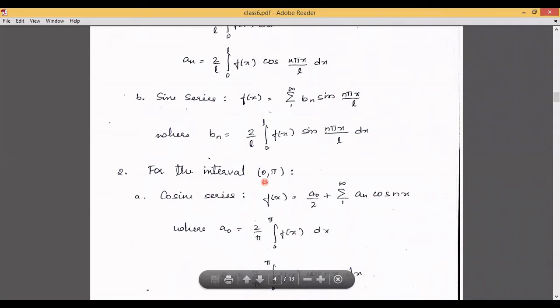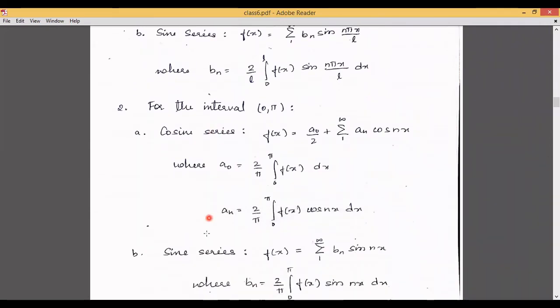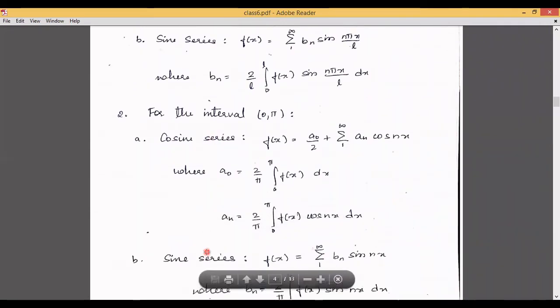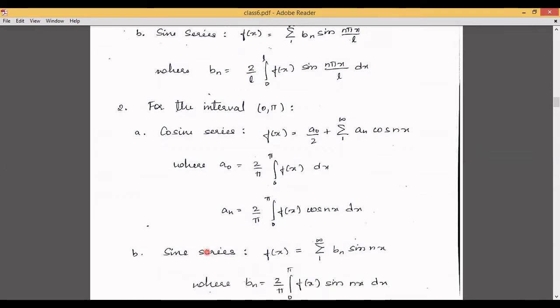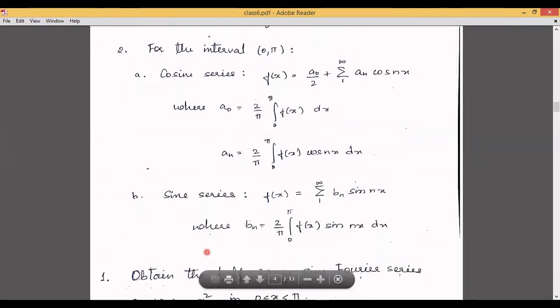For the interval 0 comma pi, what is the cosine series? What is the sine series? You can just go through these formulas before you start working out the problems based on half range Fourier sine series or cosine series. Let's start up with the problems, guys.